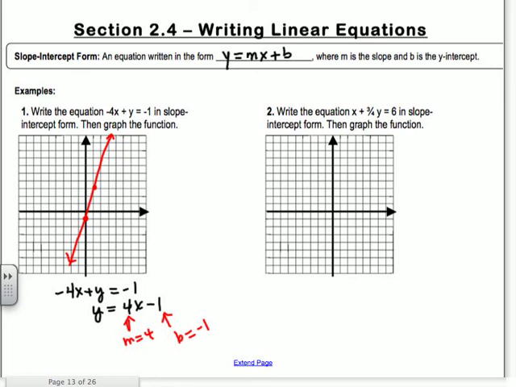Number 2, write the equation x plus 3/4 y equals 6 in slope-intercept form. So we're going to solve for y, and then we're going to graph the function. So subtract the x over. Okay. How do I get rid of my 3/4? Multiply by what? 4, and then divide by 3. So we're going to do it all in one step. So we're going to multiply by 4/3.